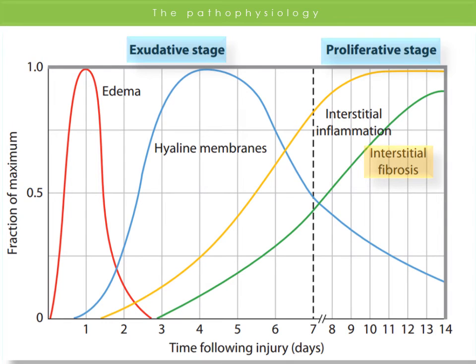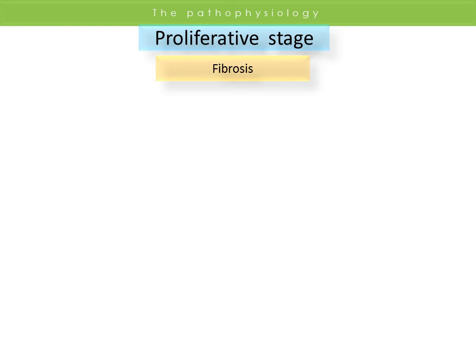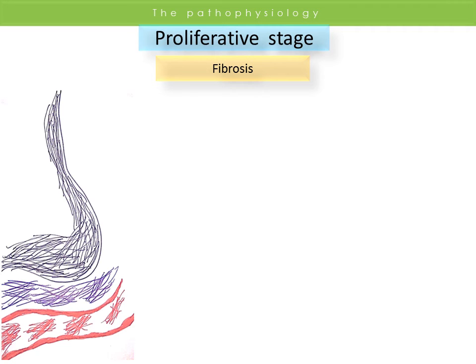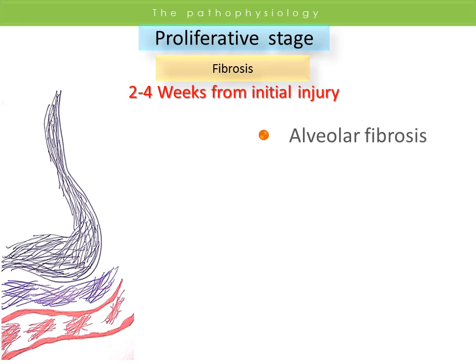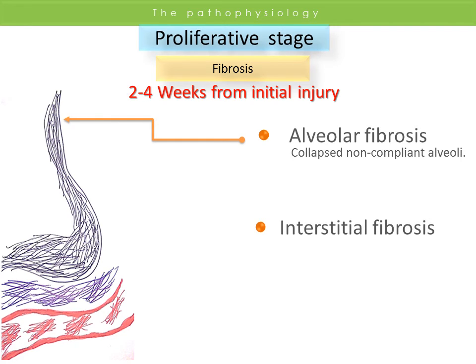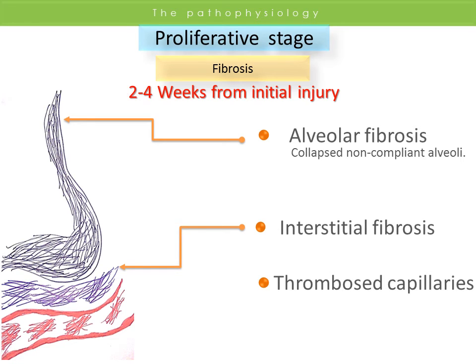The final stage in the process of pathophysiology of ARDS is the fibrotic stage or stage of fibrosis. With progression of the disease and after 2 to 4 weeks from the initial injury, there will be alveolar fibrosis resulting in fibrotic septa and collapsed non-compliant alveoli. Also, there will be interstitial fibrosis and the capillaries become thrombosed and they are now not fit for gas exchange.